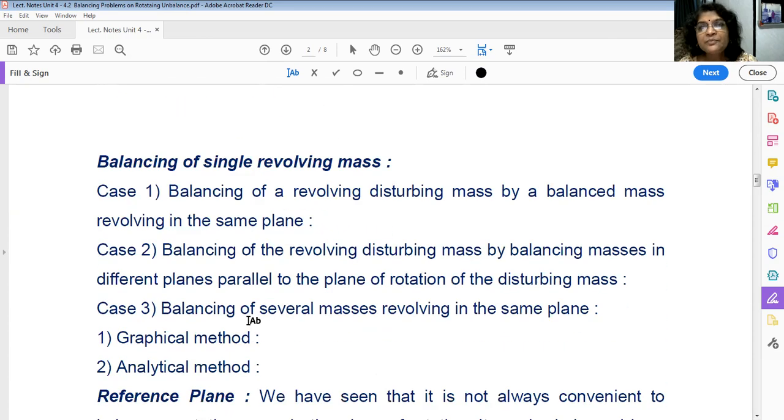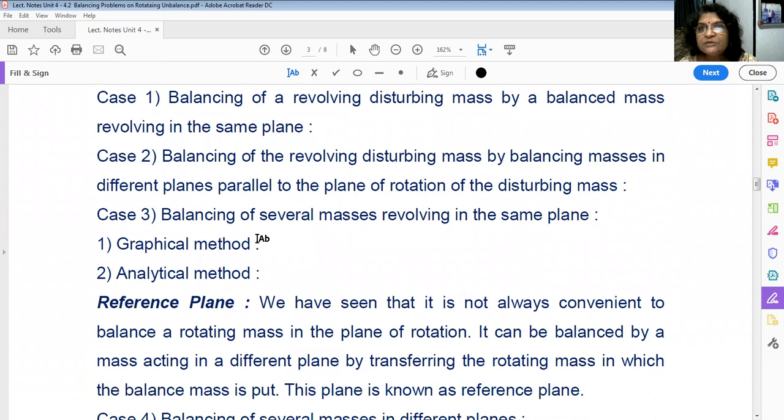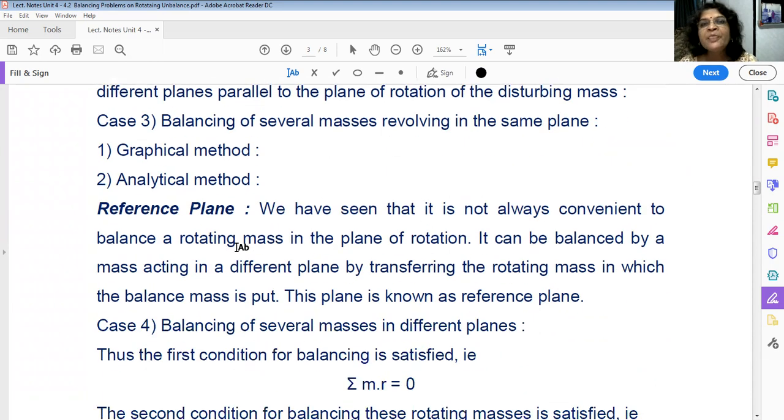Now, we have also learned balancing of single revolving mass. We have learned 4 cases. First was in the same plane. Second was in two planes. Third was balancing of several masses revolving in the same plane. Two methods we have seen, graphical and analytical. Then we have also seen what do you mean by reference plane.